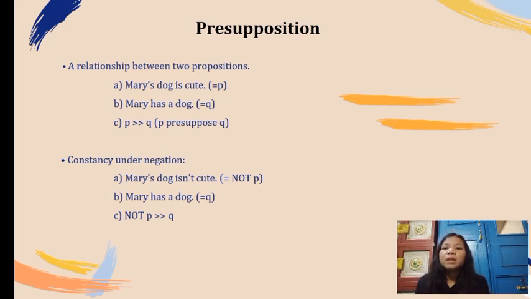The next slide is about presupposition and the relationship between two sentences. The first sentence is Mary's dog is cute. This is the first sentence. The second sentence is Mary has a dog. So we can conclude that the first sentence, or P, presupposes the second sentence.